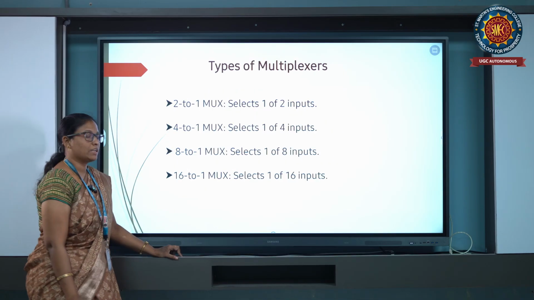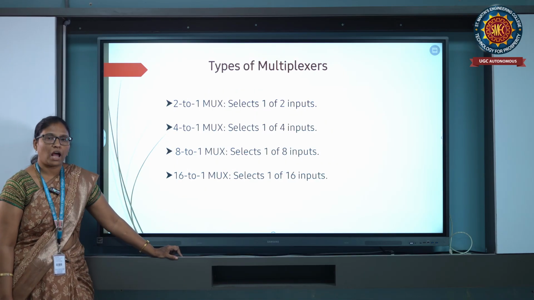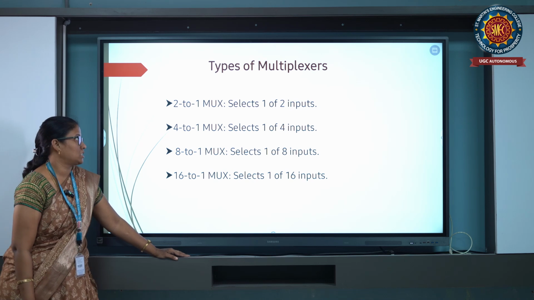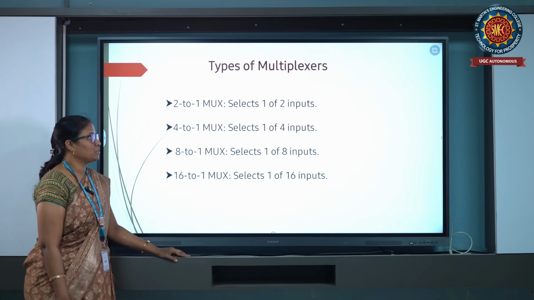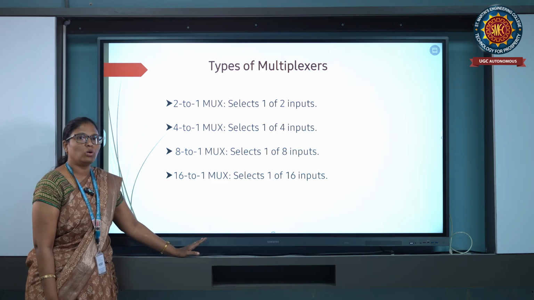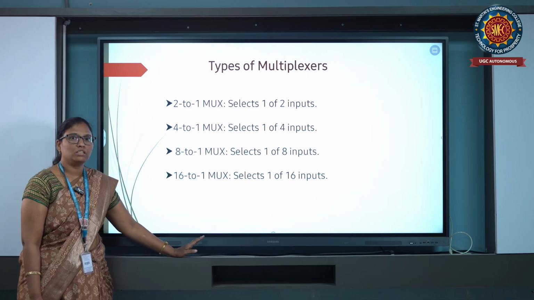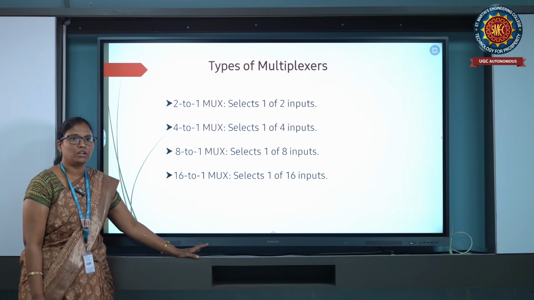The types of multiplexers we have are 2:1, 4:1, 8:1 and 16:1 multiplexers. In all these multiplexers, if you observe, there is only one output. The desired output is given at the output terminal based upon the selection lines.